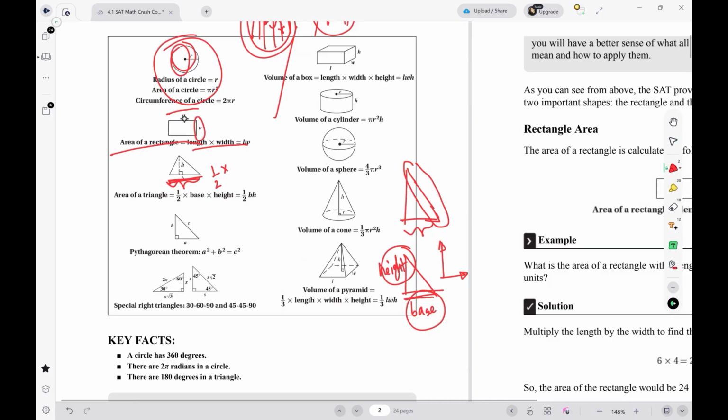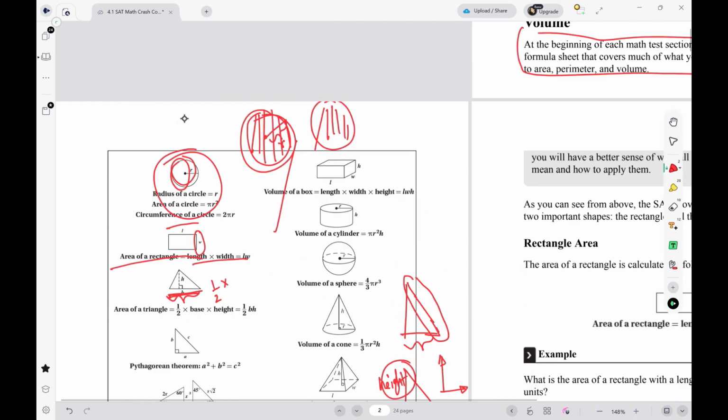We have a particular theorem which is called the Pythagorean theorem. The Pythagorean theorem basically tells you the relationship of the lengths for any particular triangle. What does that mean, basically?